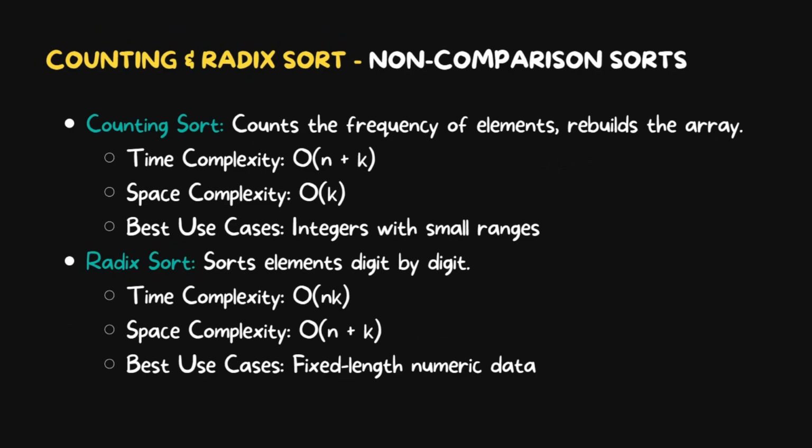In radix sort, it sorts the elements digit by digit from the least significant to the most significant. Its time complexity is O(nk), where k is the number of digits. Space complexity is O(n + k). It is best for fixed length numeric data like phone numbers or zip codes. Its drawback is that it's not ideal for floating point numbers or negative values without modifications. These algorithms are blazing fast for specific scenarios but aren't as flexible as comparison-based sorts.